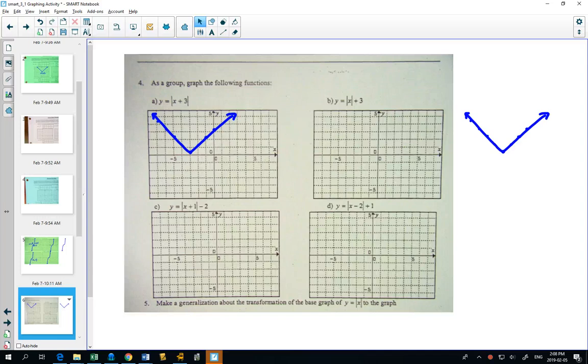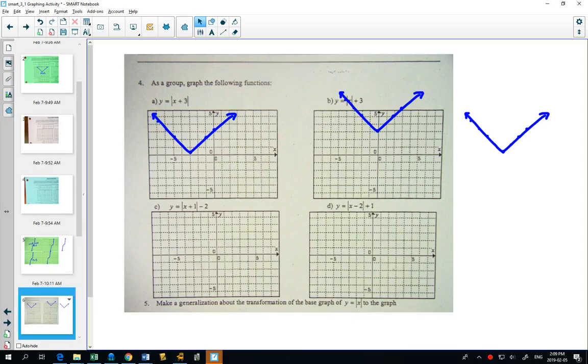And again, can you see that that plus 3 is inside the absolute value? Anything that happens inside will move left and right. Anything that happens inside, or where the x was originally, affects the x values. Whereas in B, the plus 3 is now outside of the absolute value bars. It will move it up 3.